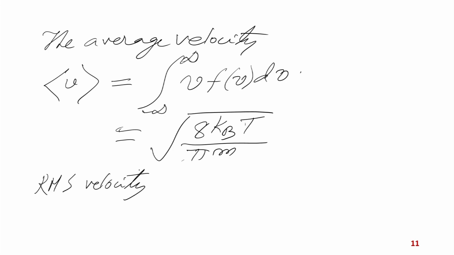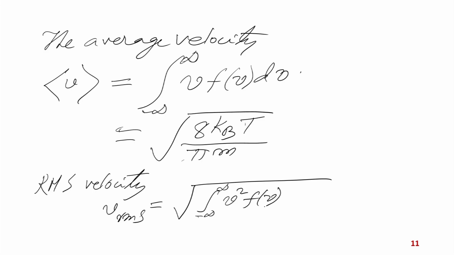So, what is RMS velocity? V RMS is the square root of the second moment, that is, the integral of v square f(v) dv, and this we can show is equal to the square root of 3 k_B T by m.